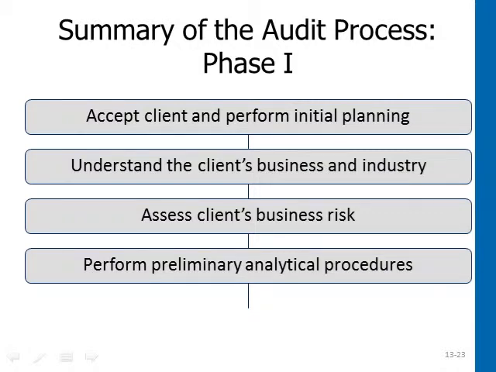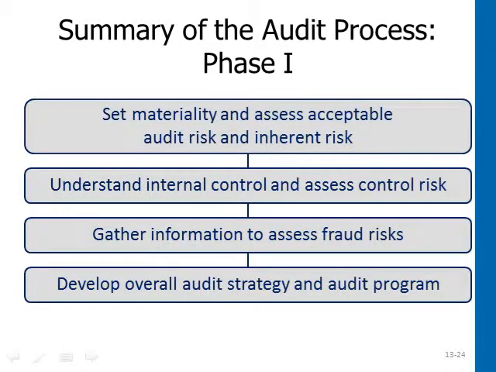And so in phase 1, where we plan and design the audit approach, we're talking about decisions to accept the client and performing initial planning. We need to develop an understanding of the client's business and industry. We need to assess the client's business risk. That is, how likely are they to achieve their business objectives, which we said is different from audit risk. And we also perform preliminary analytical procedures.